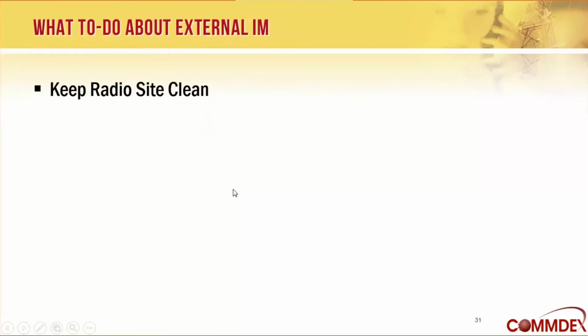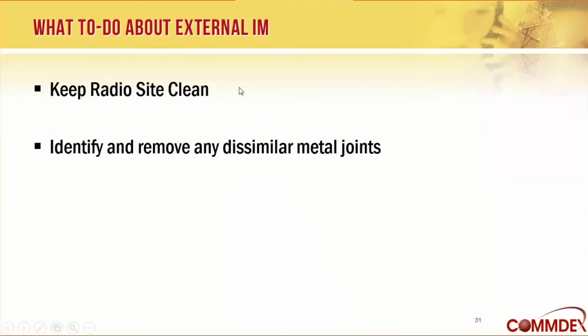What about external intermod? If it's not occurring on the site and we don't really know where it's coming from, the best we can do is keep the radio site clean. And by this we mean identify any places where intermod can occur, where a mixing point might be present. We can identify and remove any dissimilar metal joints, like galvanizing where you have zinc on steel, or connectors where you have nickel on brass, that kind of thing. We want to make sure we don't have a lot of dissimilar metal junctions where mixing can occur.